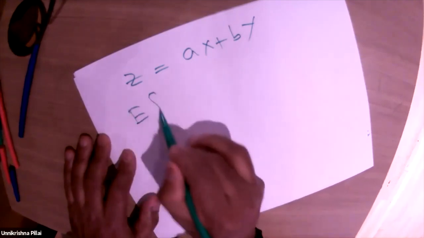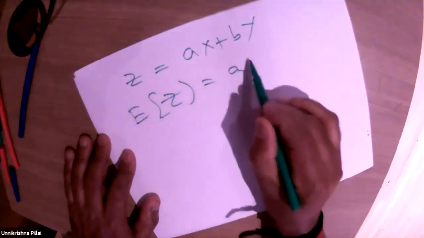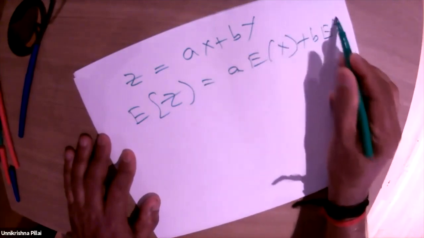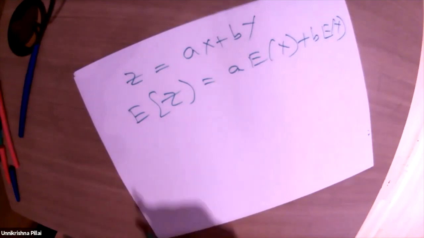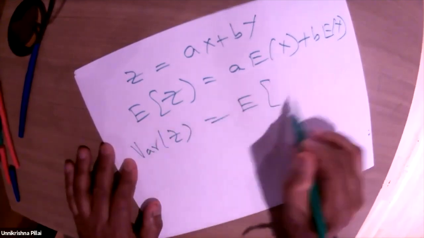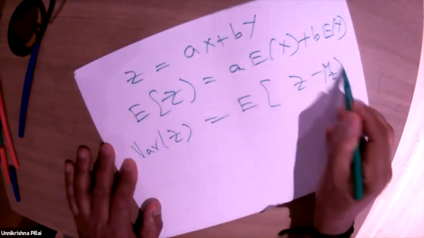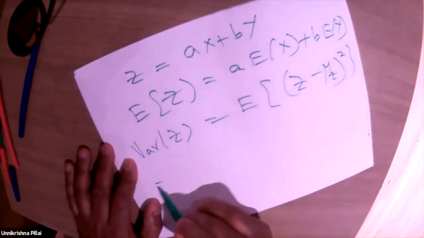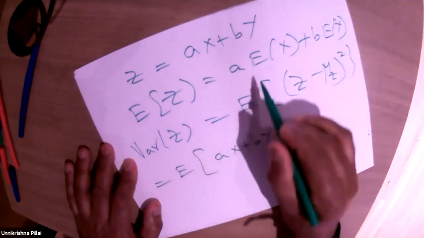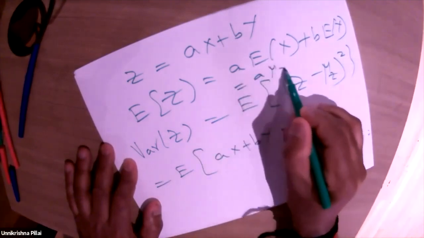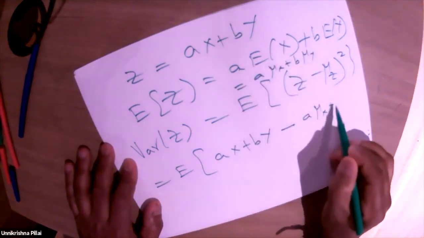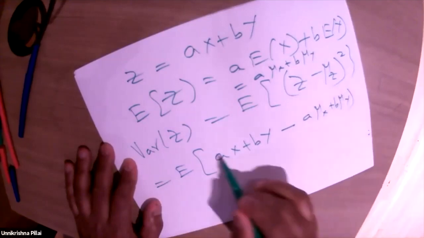So the mean is easy, right? A multiplied by the expected value of x plus b multiplied by the expected value of y. You don't need a characteristic function or anything. Let's find out the variance of z. By definition, this is the expected value of z minus mu z, the whole squared. But z is ax plus by minus a mu x plus b mu y, the whole squared.